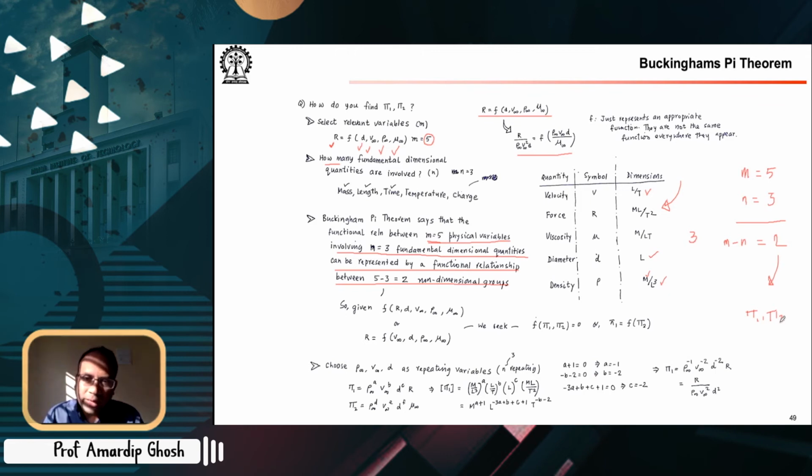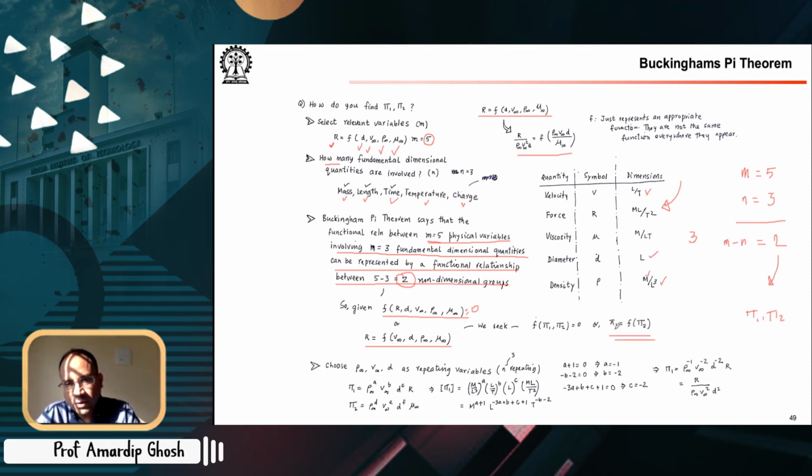However, you still have to keep in mind that you have to make a check of mass, length, time, temperature, charge, etc. However many fundamental dimensional quantities are involved in the problem. So in this case, we see that we will have 2 non-dimensional groups. So given a relationship like this or like this, where we move the dependent on one side and the independent on the other side, we seek something of this form.